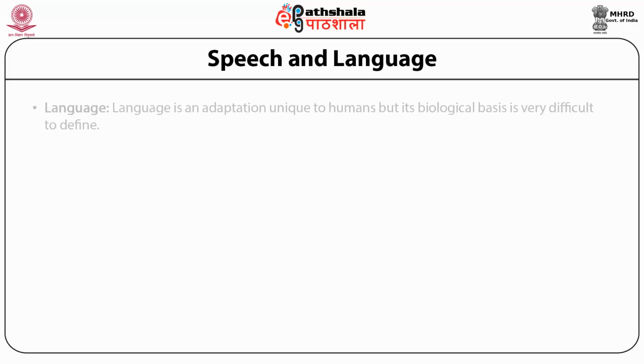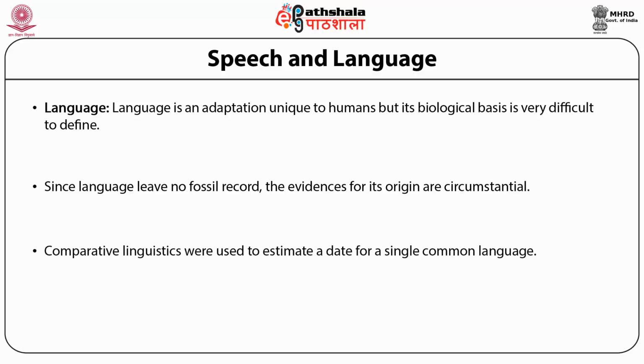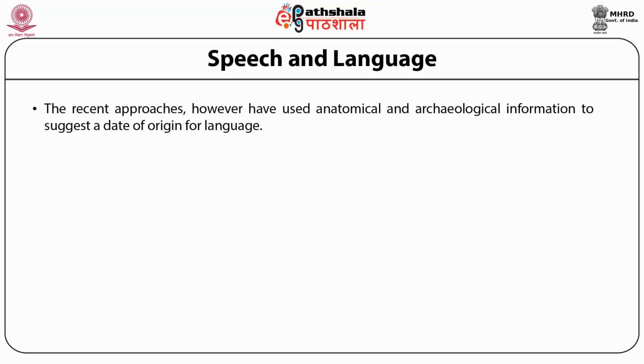Let's discuss language. Language is an adaptation unique to humans, but its biological basis is very difficult to define. Although there is no anatomical evidence for a new organ, it is clear that there exist certain areas, such as Broca's area and Wernicke's area, for language. Since language leaves no fossil record, the evidence for its origins is circumstantial. Comparative linguistics was used to estimate a date for a single common language. The recent approaches, however, have used anatomical and archaeological information to suggest a date of origin for language.